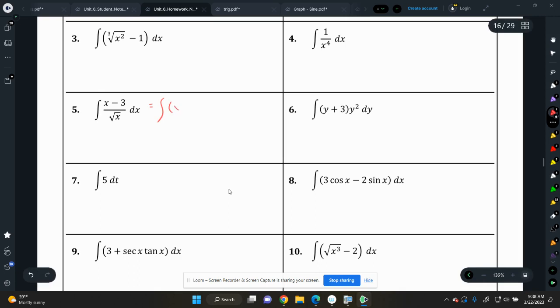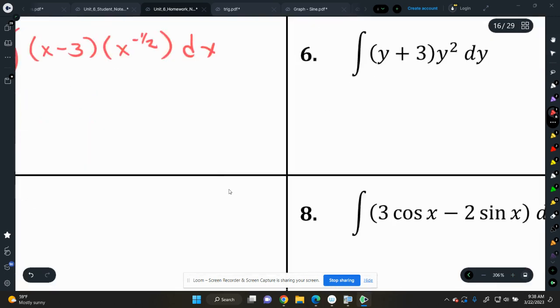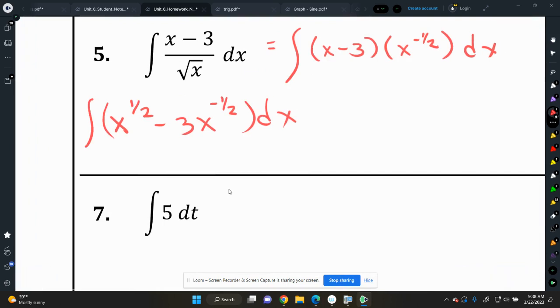Right. And then x minus 3 times x to the -1/2, right? So then that's going to give me x to the 1/2 minus 3x to the -1/2 dx. Okay, so now we can go ahead and integrate that.